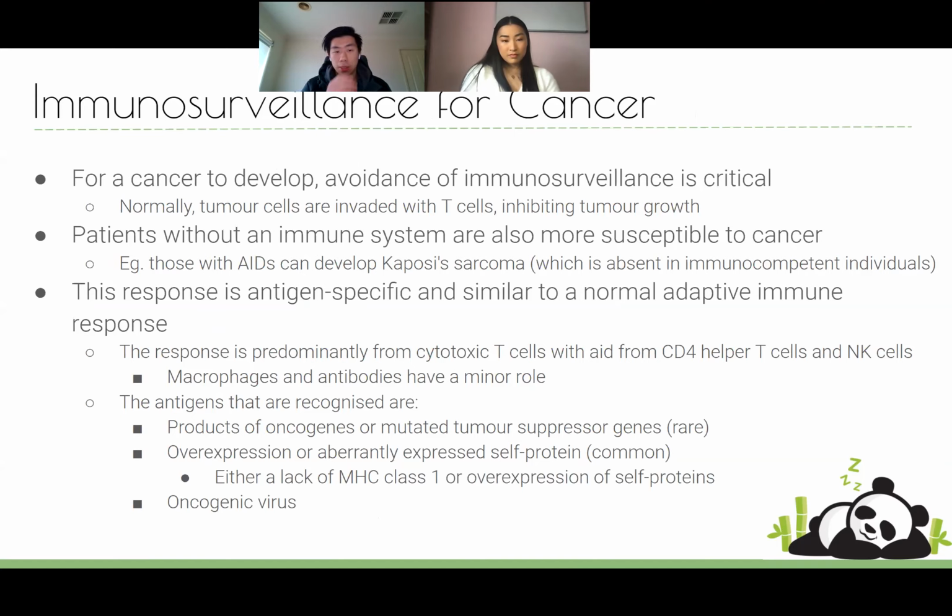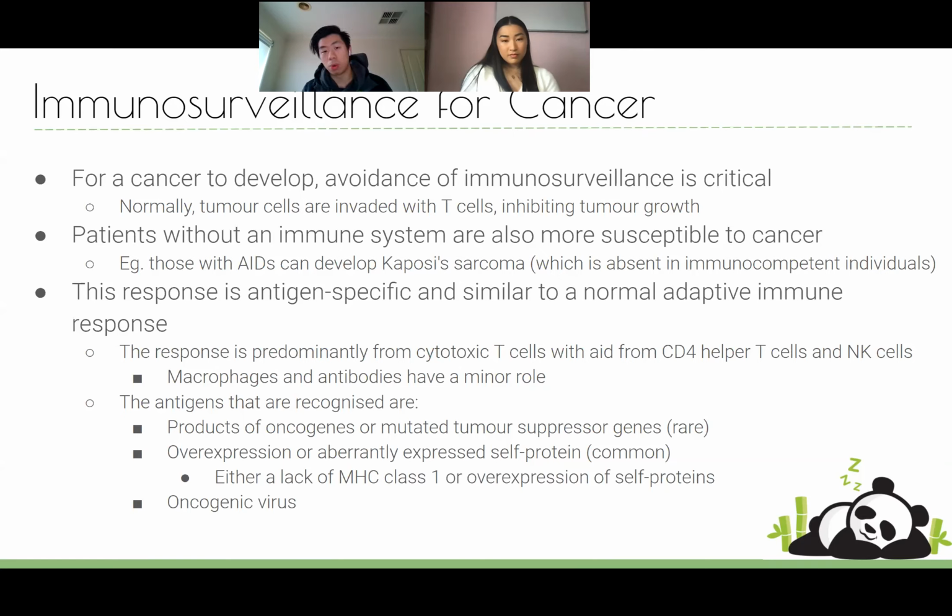So immunosurveillance. For a cancer to develop, the avoidance of the normal immunosurveillance of cancer is important. Basically, the cancers that develop have to dodge your immune system, which will normally do well in avoiding or killing cells that seem to be cancerous or trying to be cancerous.